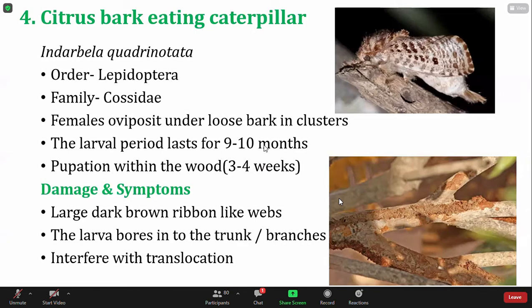Damage symptoms are, you can observe the large dark brown ribbon-like webs. You see here, ribbon-like webs. The larva bores into the trunk and interferes with the translocation. So the plant translocation will be damaged. Due to that, the plant will die.